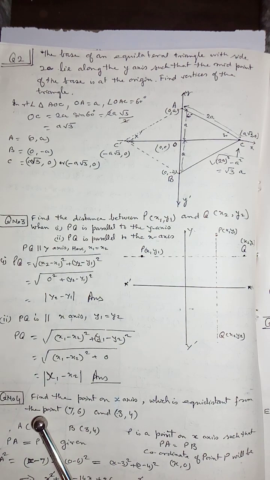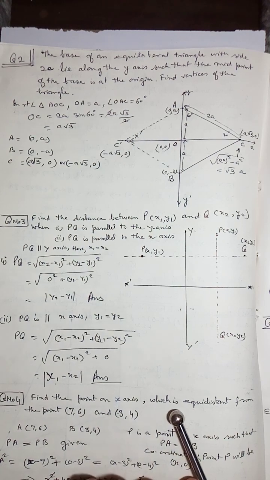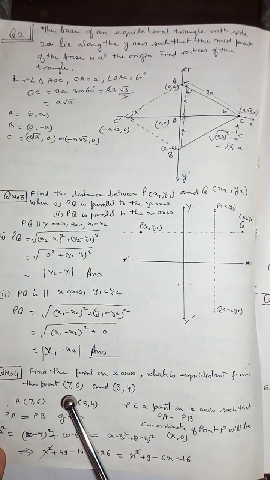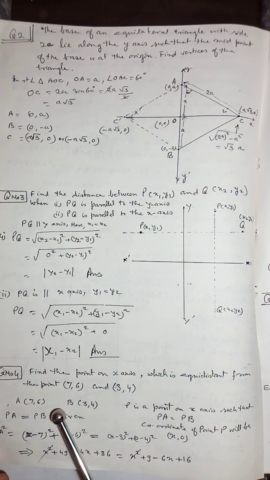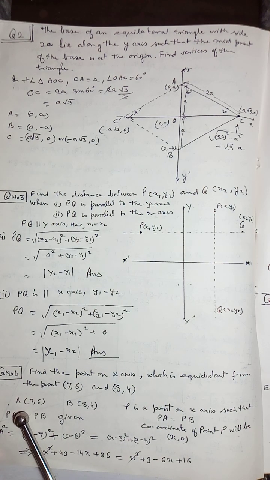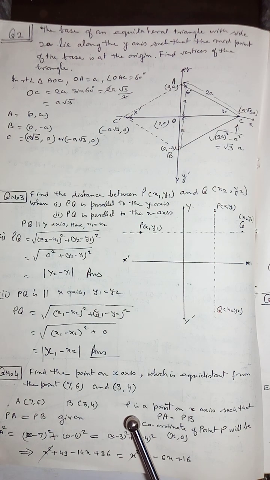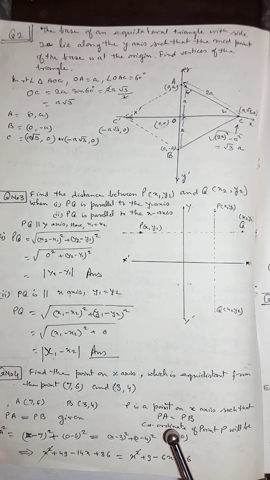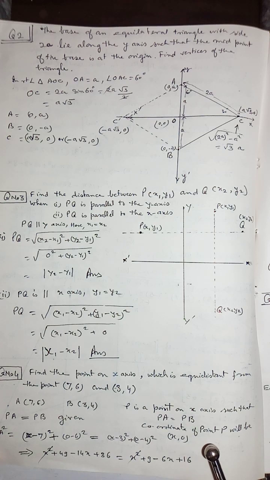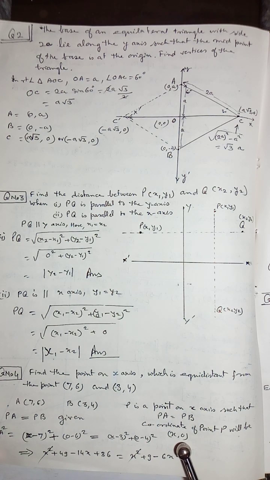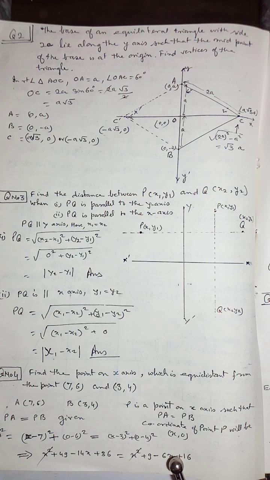Now come to the question number 4. Find the point on the x-axis which is equidistant from the points (7, 6) and (3, 4). That is A, first (7, 6), B, that is (3, 4). P is a point on the x-axis such that PA is equal to PB. It is given that PA is equal to PB. The coordinate of the point P will be (x, 0) because the x-axis पर ordinate जो होता है 0 होता है.